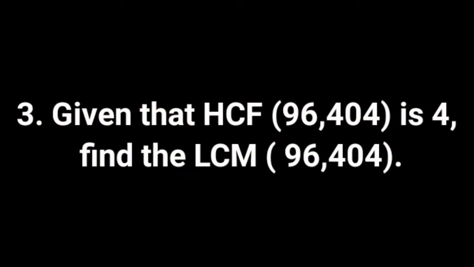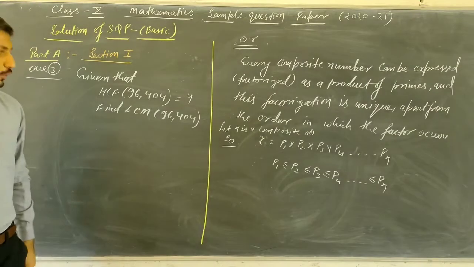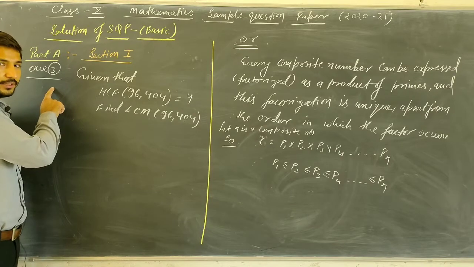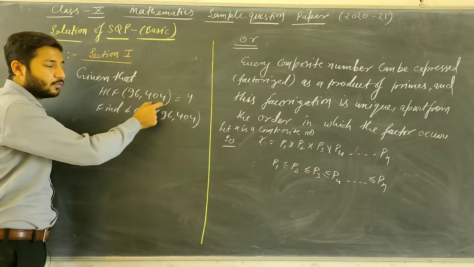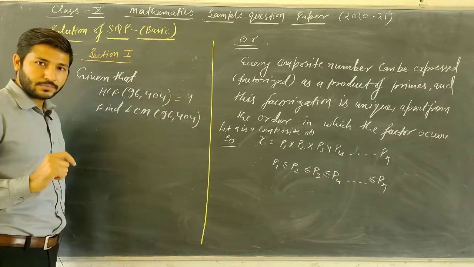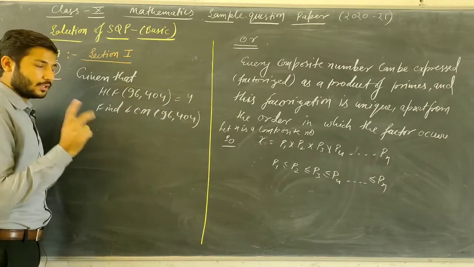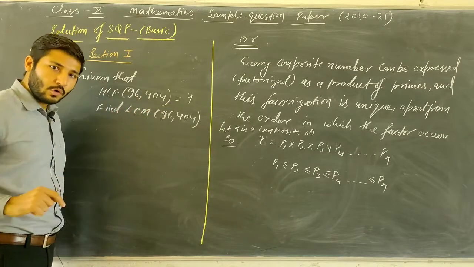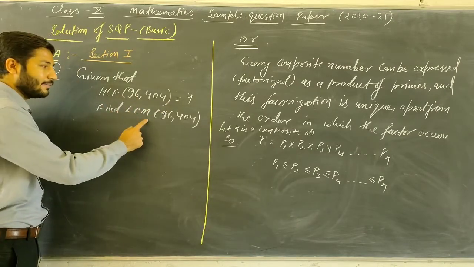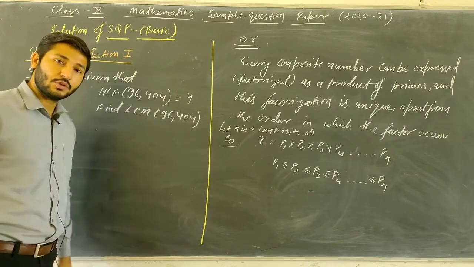What is given in this question? Given that the HCF of 96 and 404 is 4. Find the LCM of 96 and 404. Look this side. In question number 3, what is given? Given that HCF of 96 and 404 is equal to 4. We have two numbers, 96 and 404. The HCF of these two numbers is 4. You have to find out the LCM of these two numbers, 96 and 404.